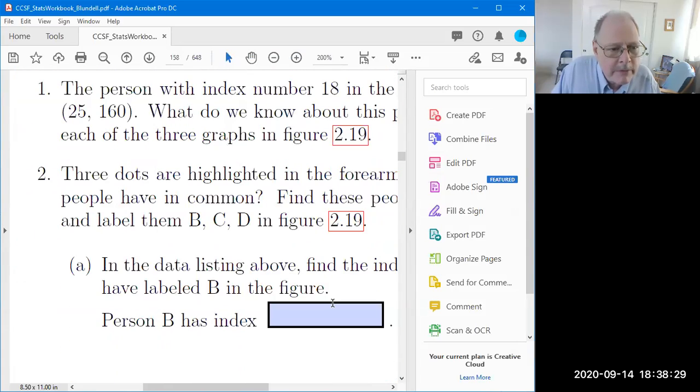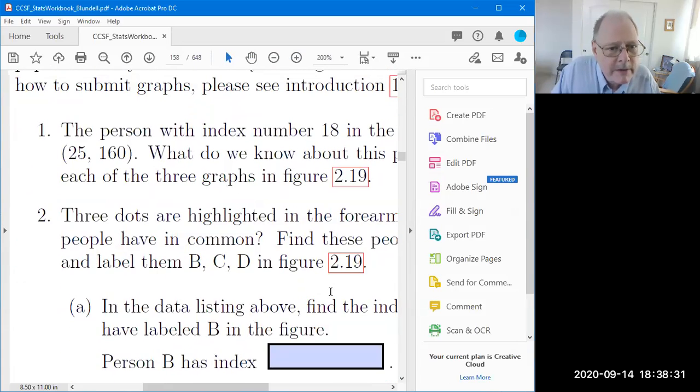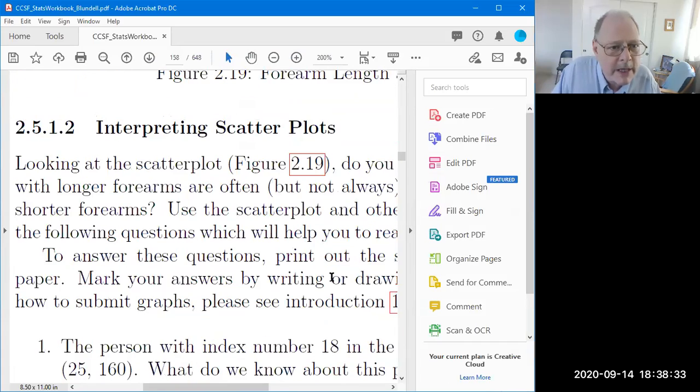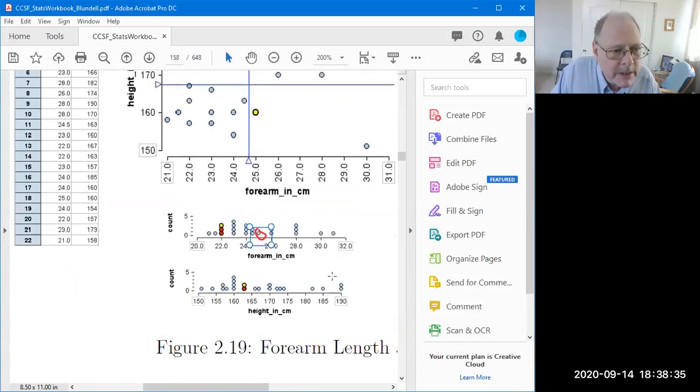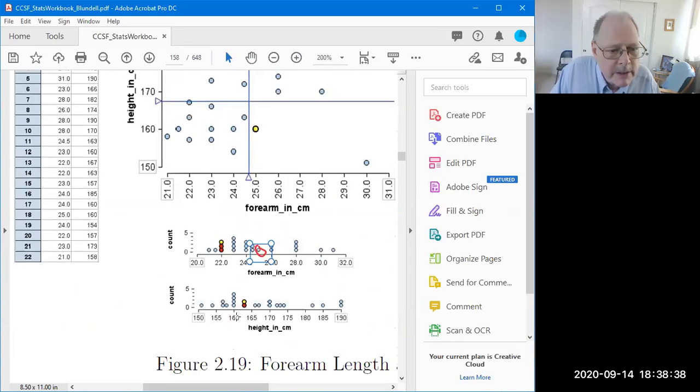So continuing on with the questions. Oh, where is he in the other graph? The same person is going to be one of these people at 160. They had a height of 160, and there's 4 of them. So there's no way to tell which one of those he is. He's just one of those 4.